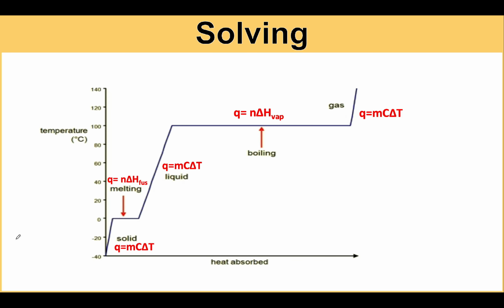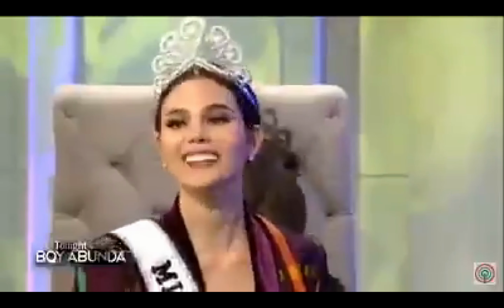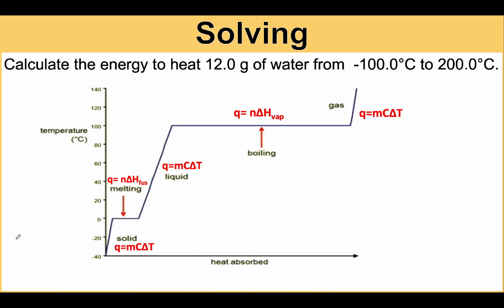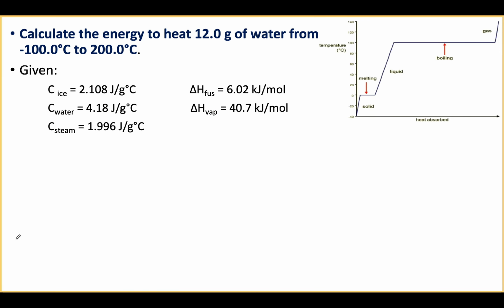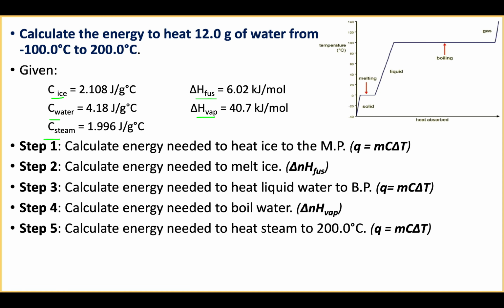Okay, this figure summarizes all the formulas and the steps. Okay, now let's try to solve a problem. Calculate the energy to heat 12.0 grams of water from negative 100 degrees Celsius to 200 degrees Celsius. So I put here the constants, the heat capacities, and the heat of vaporization and fusion. Okay, and here are the steps that we have discussed a while ago.